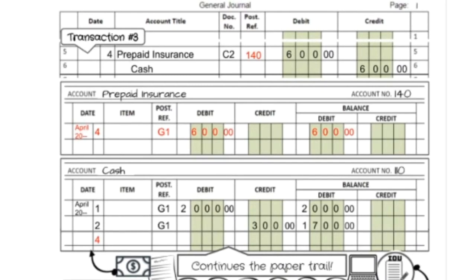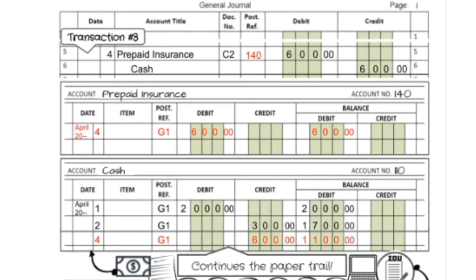Moving on to cash, we record our date, G1 in our post ref. It is a credit of $600. So again, we're subtracting. So now our account balance is $1,700 minus $600. Our answer is $1,100, and we keep that in the debit balance.